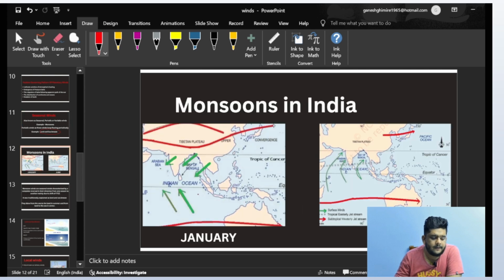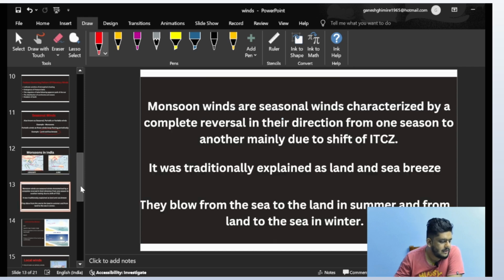As you can see here, in the month of June, the monsoon is entering from sea to land, right? From sea to land. And in winter, that is in January, from land to sea. So that is the movement of monsoons in India. Monsoon winds are seasonal winds characterized by complete reversal in direction from one season to another, mainly due to the shift of ITCZ. ITCZ we had already discussed, right?